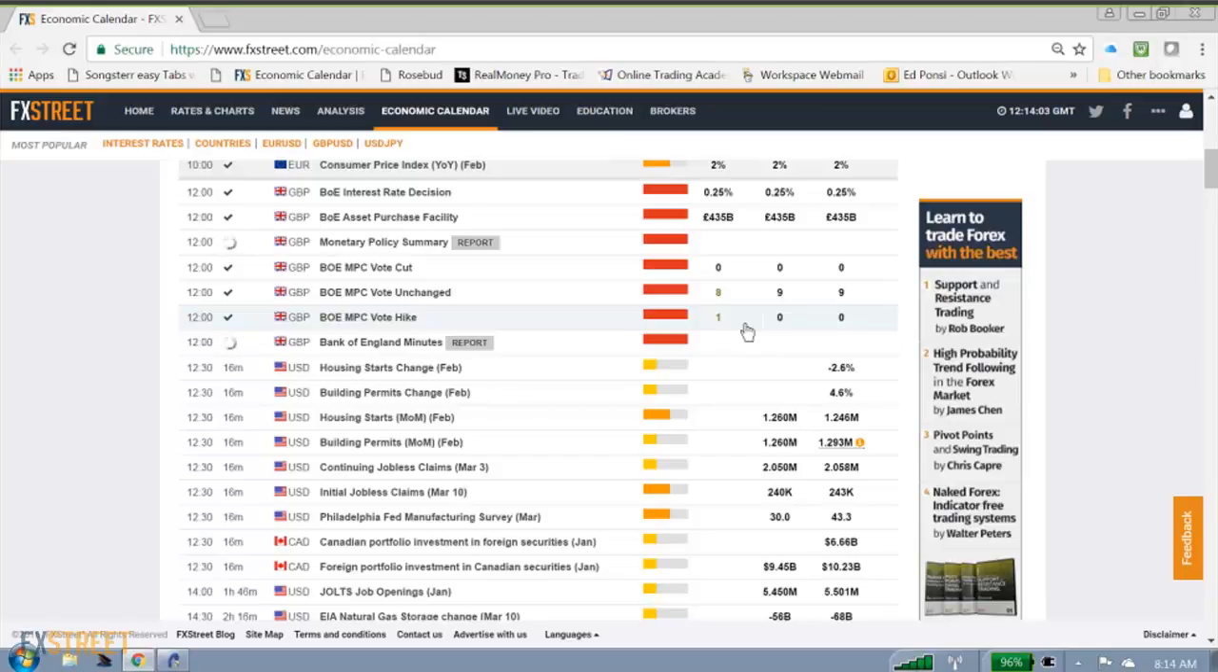Anyway, now we have a hawk. A hawk is a person who wants higher interest rates. A dove is a person who wants lower interest rates. We have one hawk, and we have 8 who are neither hawks nor doves on the Monetary Policy Committee. It's absurd to think that the UK should raise rates now. It really shouldn't. With Brexit, raising interest rates as you're leaving the European Union seems a bit much.